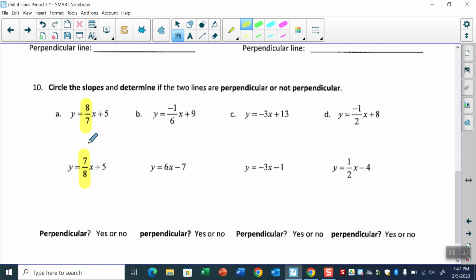Now these are reciprocals, but they're not opposite. So this would be no. All right, so this is negative, positive, and then these are opposite reciprocals. So that's going to be yes. And then here I've got negative 3. They're the same. So these actually would be parallel. So are they perpendicular? No. These would be parallel. Here I've got negative 1/2 and positive 1/2. So they're opposites, but they're not reciprocal. So that is a no.